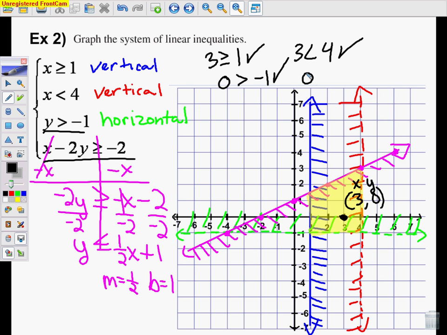So that would be 0. Oh, excuse me, that's not 0. X is 3. So 3 minus 2 times 0 is greater than or equal to negative 2. Well, 2 times 0 is 0. So that's going to be 3 is greater than or equal to negative 2. Is that true? Yes. So it's true for all 4 inequalities. So we know that we're right.